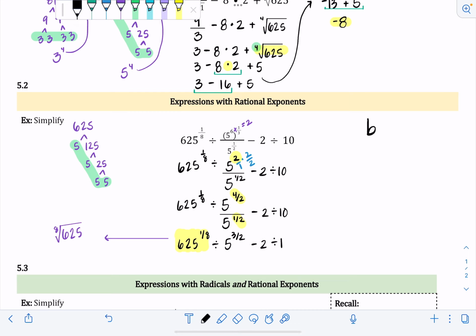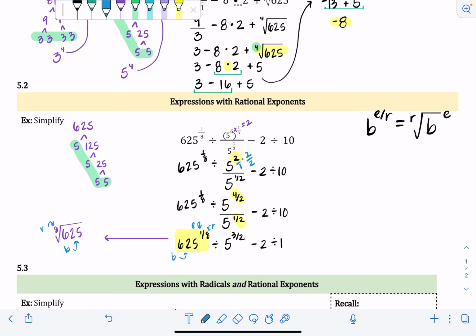If I have b to the e over r, it becomes the r-th root of b to the e power. In this case, r is in the denominator, e is in the numerator, and b is the base. So r is 8, b is 625, and e is 1. If it's a first power, I don't necessarily need to write that part. I can just leave it off.